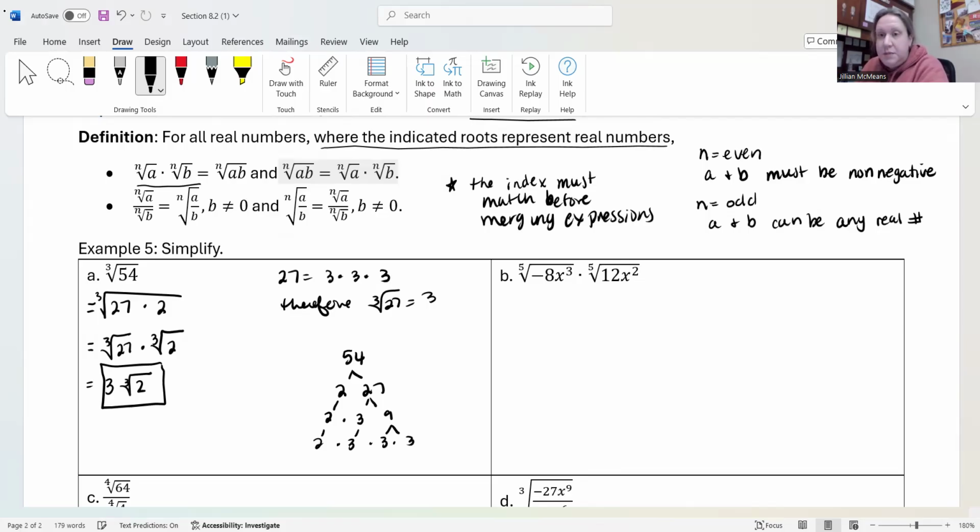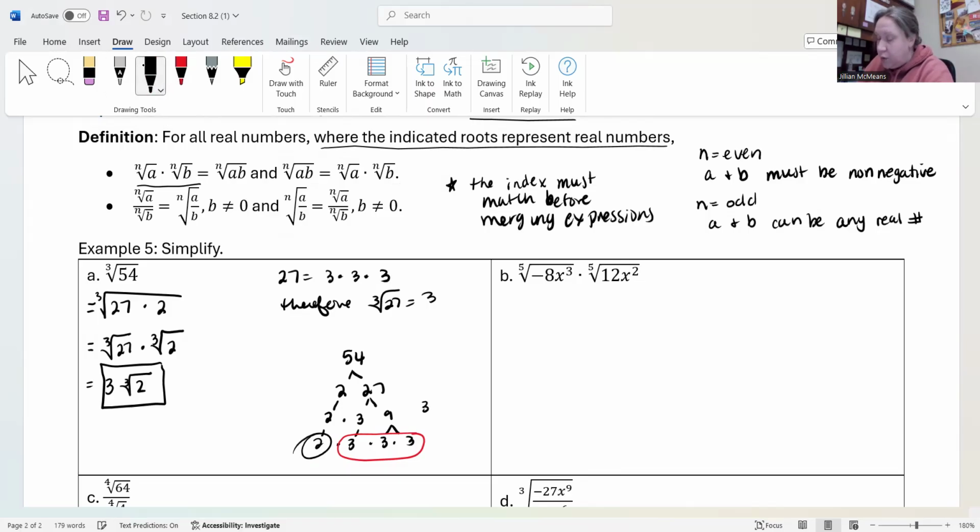And you just have to always be mindful of what your index is. Since my index is a 3, that means I have to have groups of 3 identical factors. If my index was 4, I would need groupings of 4 identical factors. If the index was 5, I would need groupings of 5 identical factors, and so on. So in this case, I'm not looking for pairs of factors. I'm looking for groups of 3 identical factors. And I have that right here. So that tells me a 3 can come outside the radical.